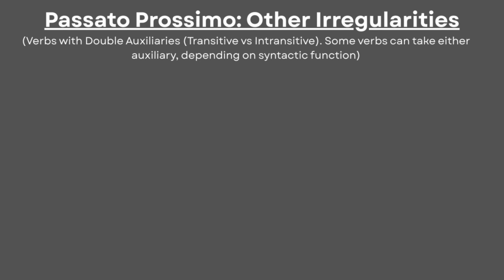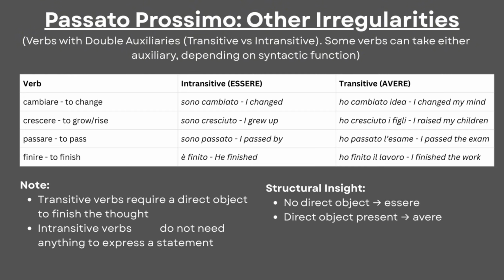One concept we should know is that some verbs can take either auxiliary verb, depending on syntactic function, like cambiare, crescere, passare, and finire. This idea is quite irregular in Italian because of transitive verbs that require a direct object to finish the thought and intransitive verbs that do not need anything to express a statement. Essere is used with no direct objects, while avere is needed with direct objects to finish the thought.